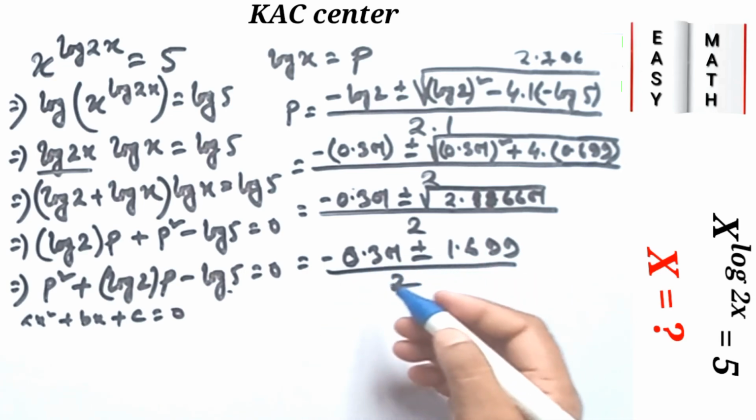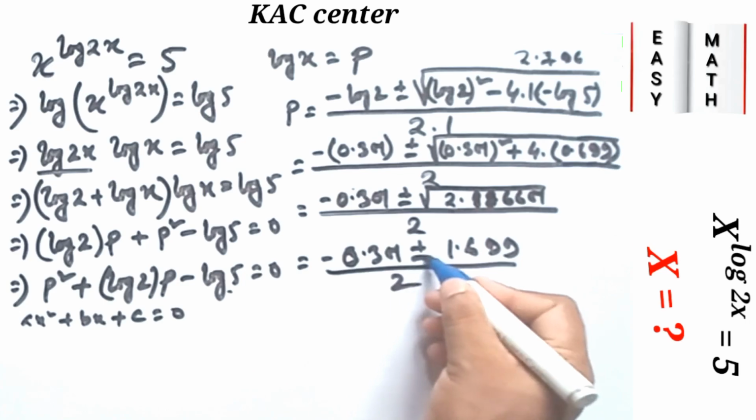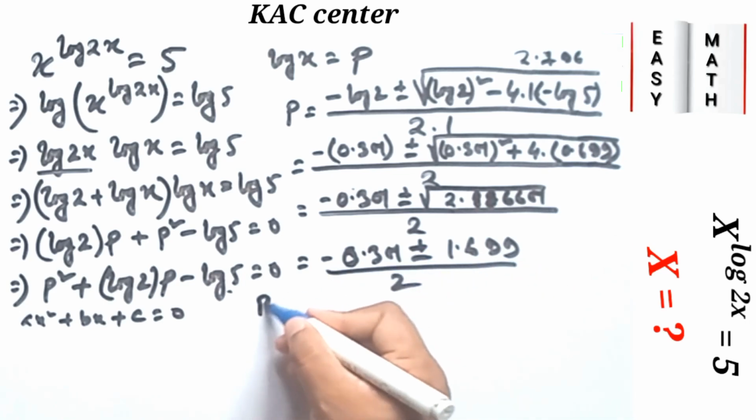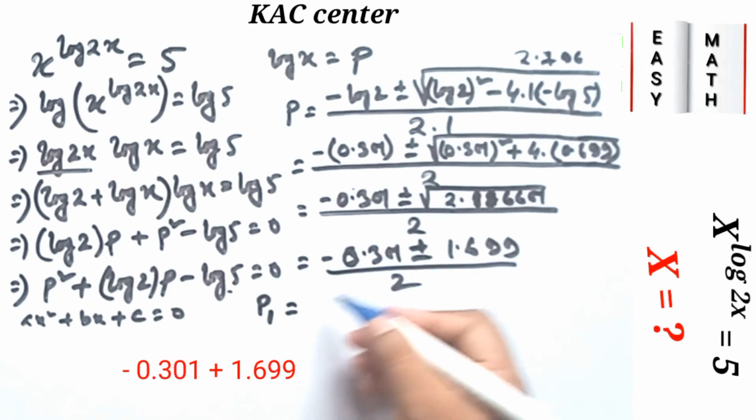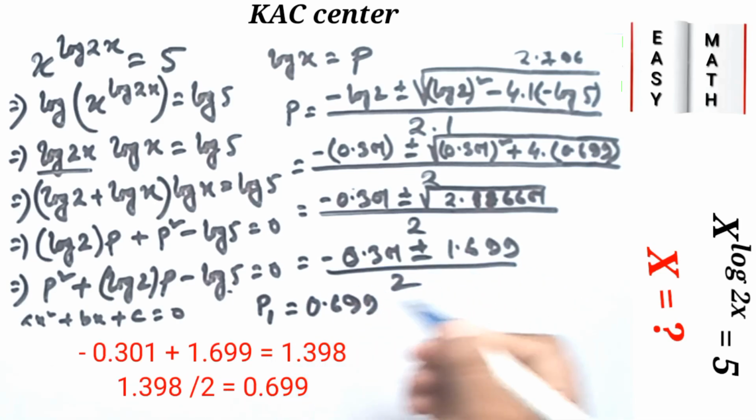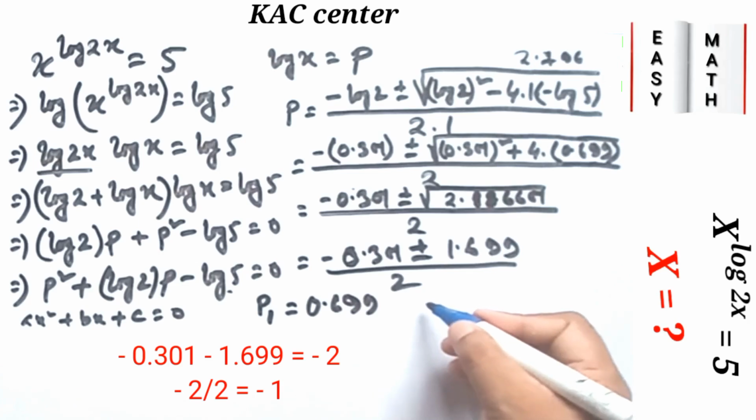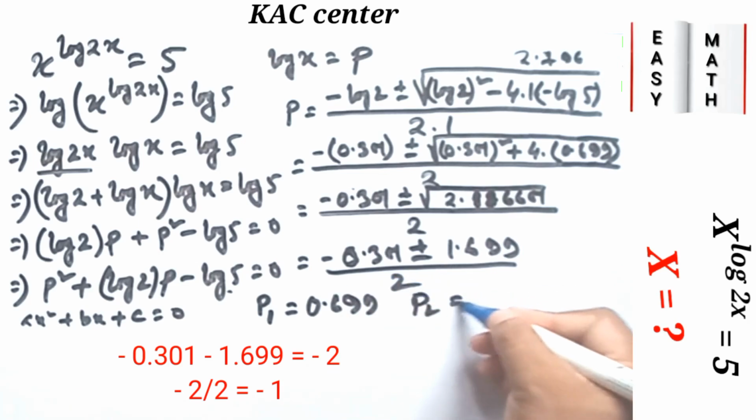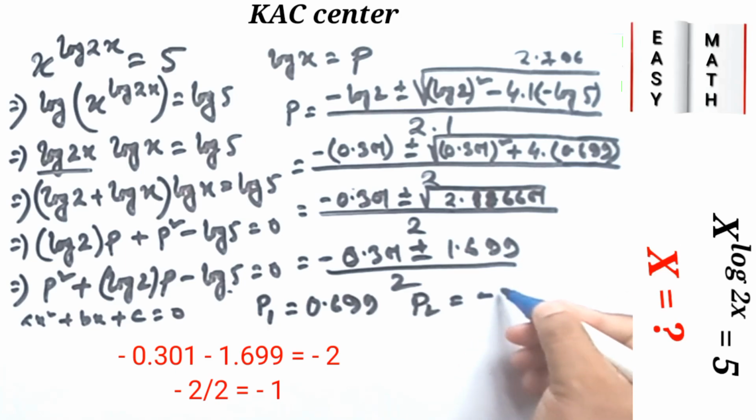So we get this value. First, if this plus, so this p1 value is 0.699, and if this minus, minus and minus, so we can write p2 is minus 1.